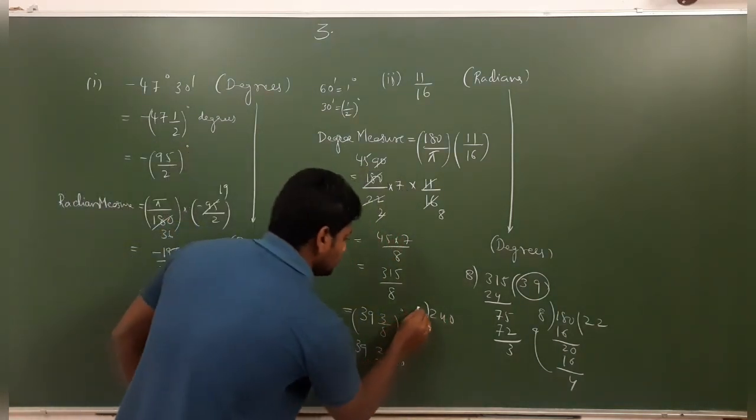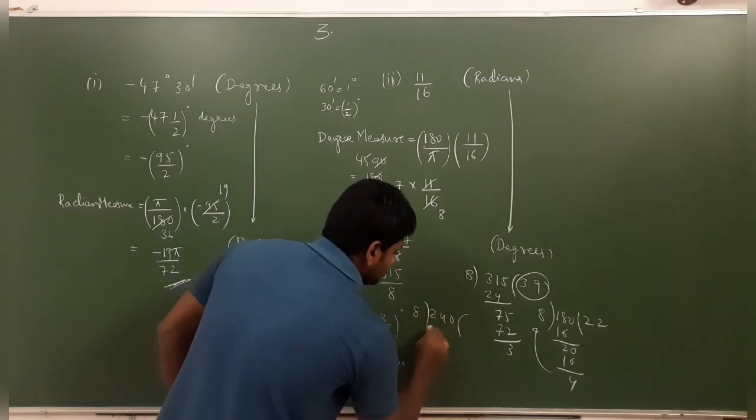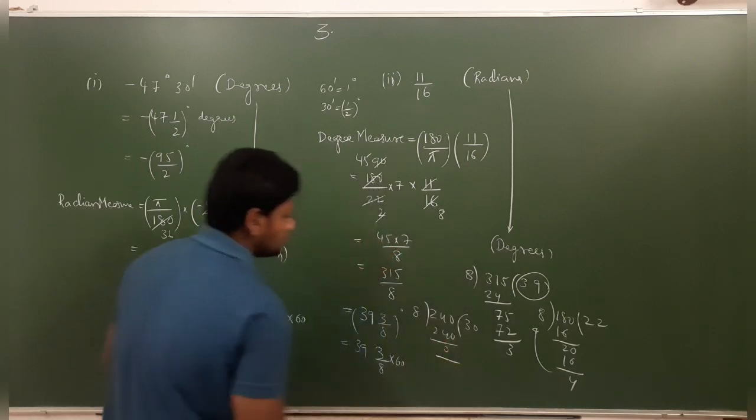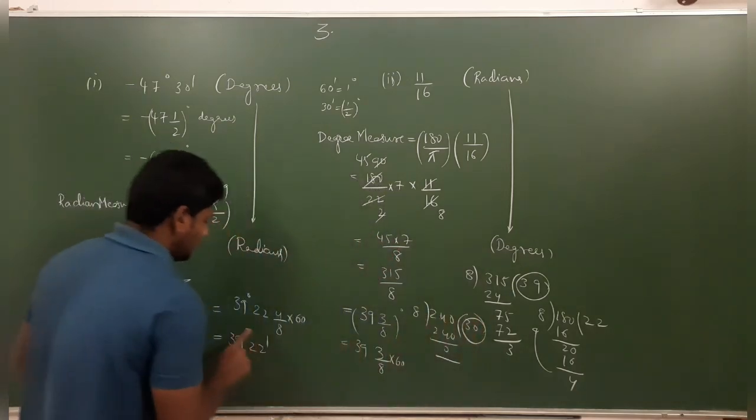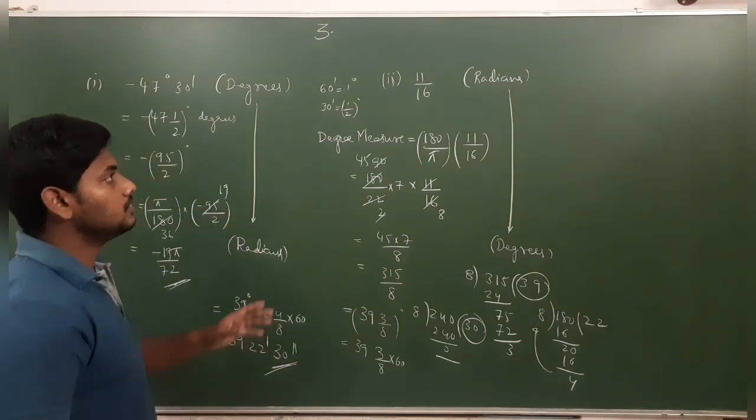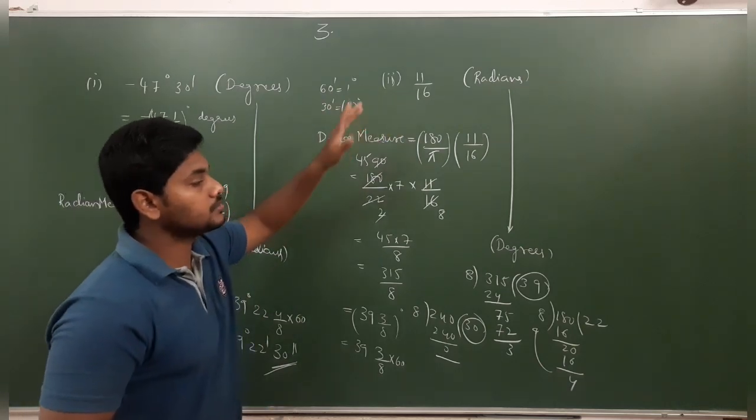Again, 8 30s is 240. So totally you can write 39 degrees 22 minutes and 30 seconds. So this is the way to solve converting radians in terms of degrees.